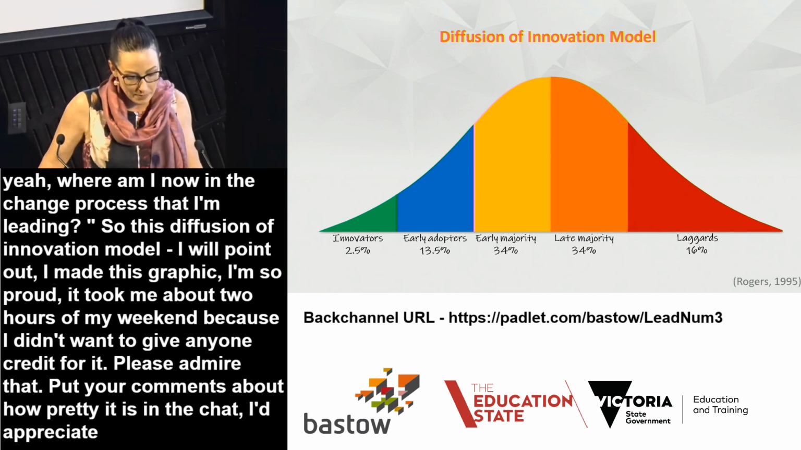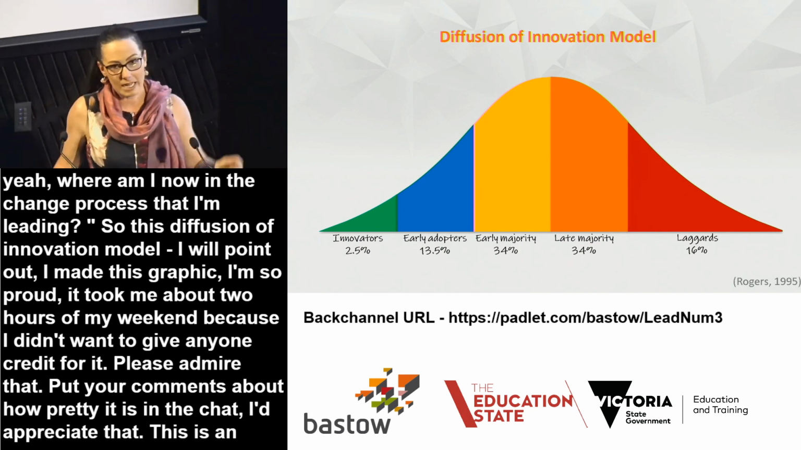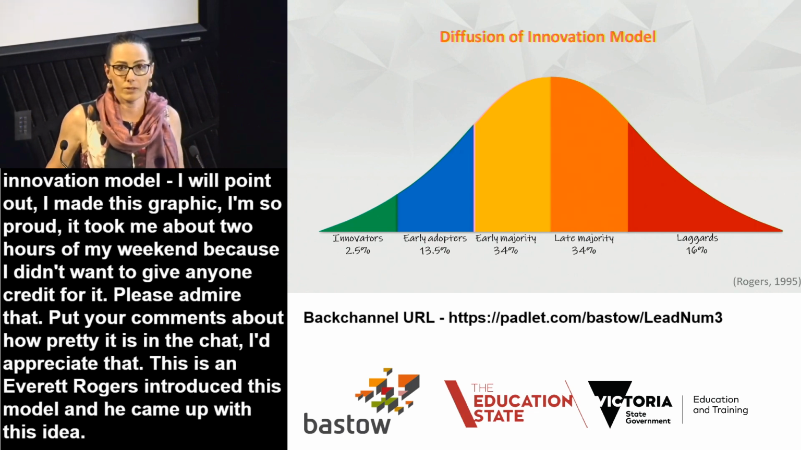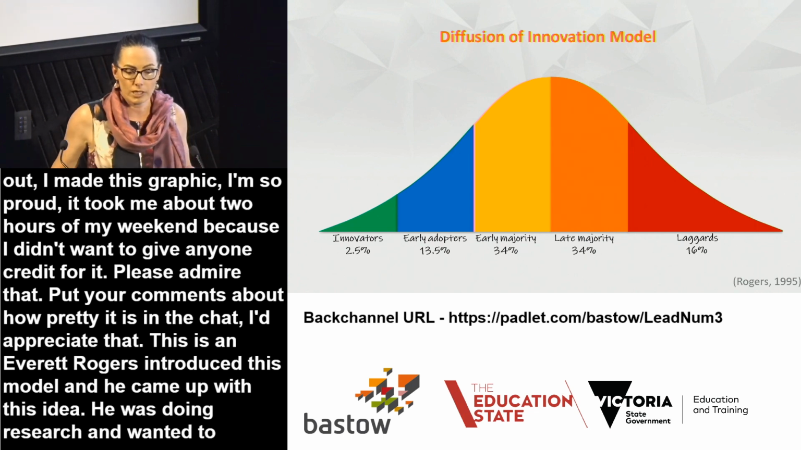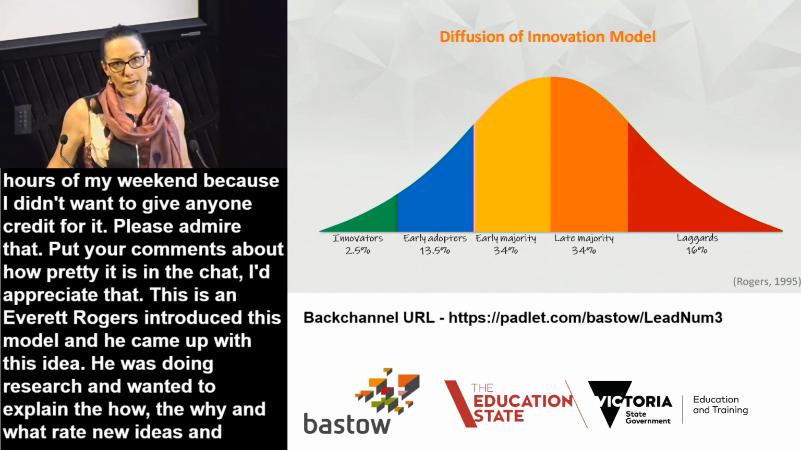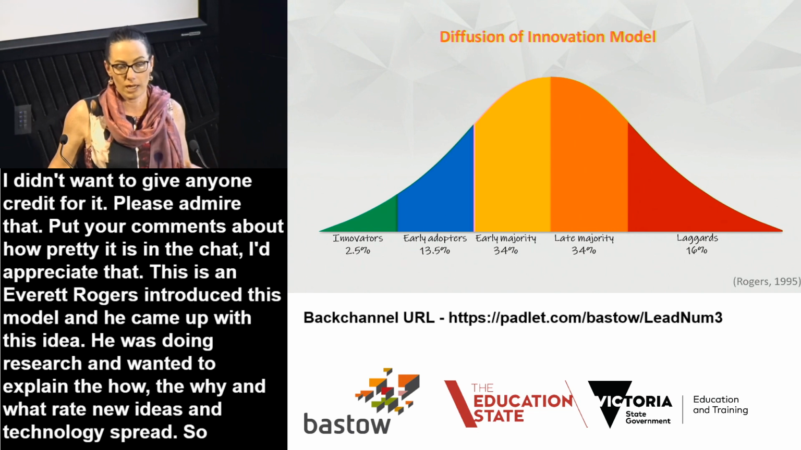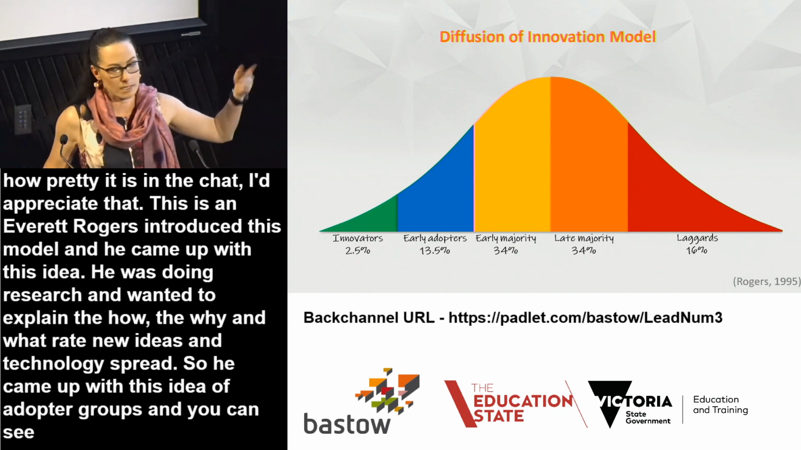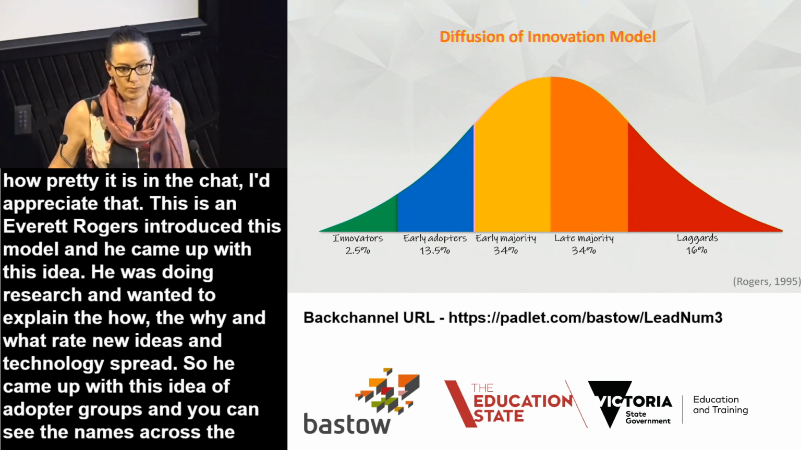I'd appreciate that. This is an Everett Rogers model. He introduced this model, and he came up with this idea. He was doing research and he wanted to explain the how, the why, and what rate new ideas and technology spread. So he came up with this idea of adopter groups, and you can see the names of the adopter groups across the bottom there.